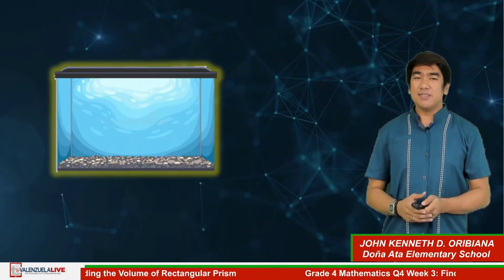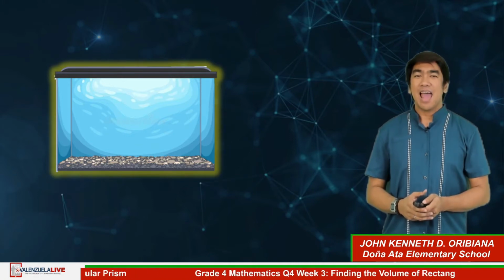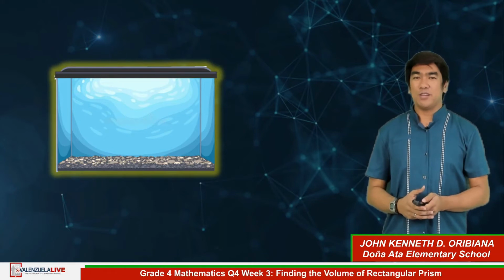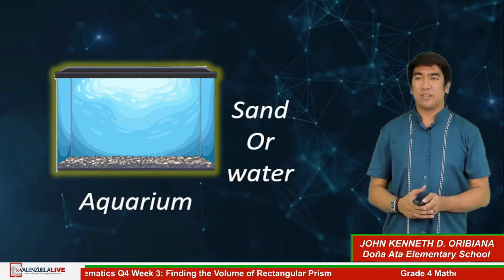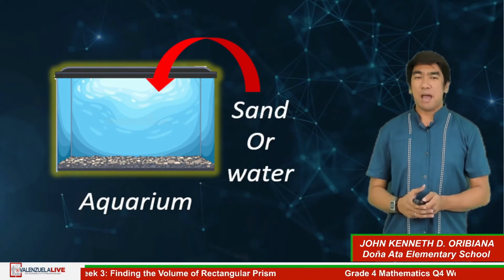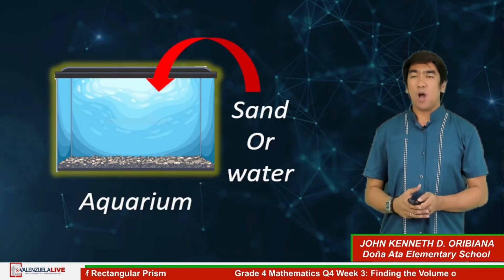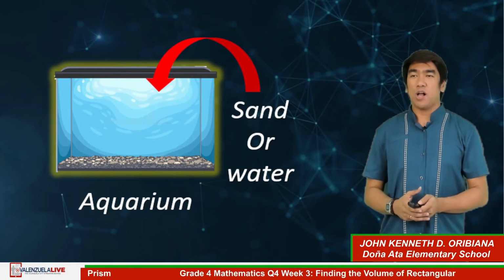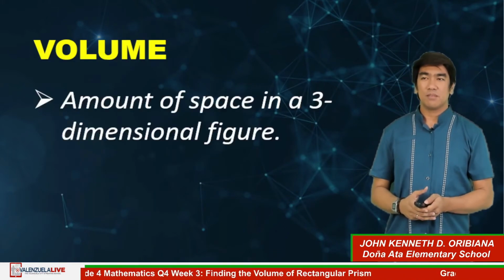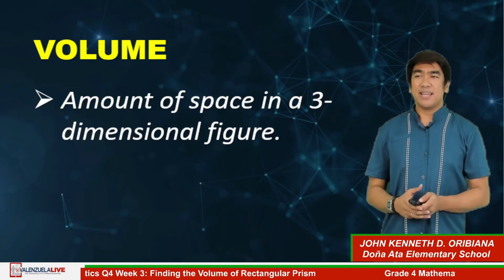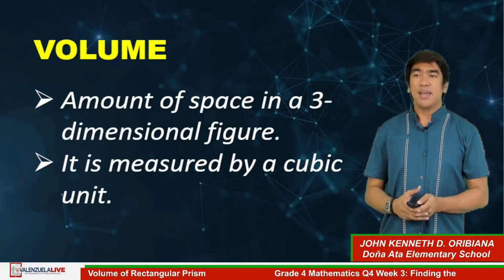Now, what can you see on our screen? Are you familiar with this? That's right. This is an aquarium. Did you know that when you put sand or water inside the aquarium, the amount of sand and water in the aquarium is also the space that the aquarium can occupy? That is what we call volume. Volume is the amount of space in a three-dimensional figure. It is measured by a cubic unit.